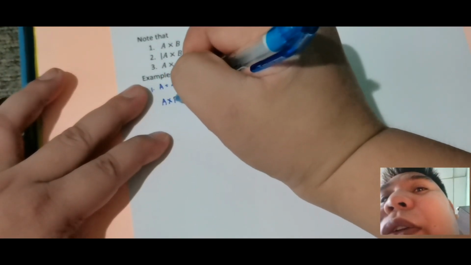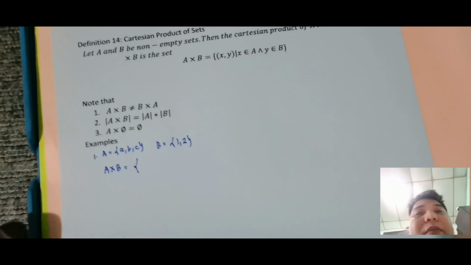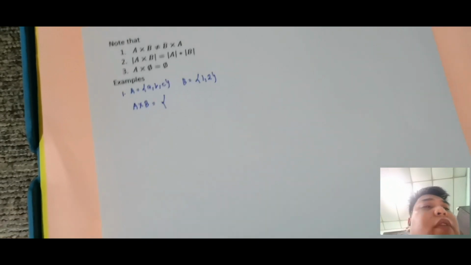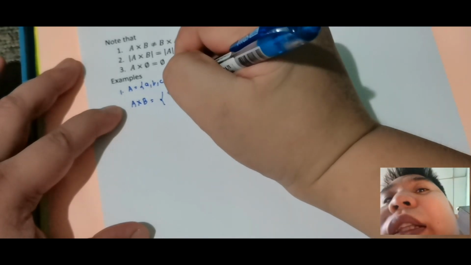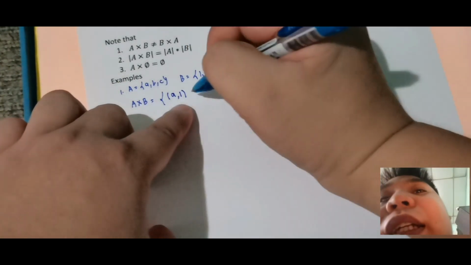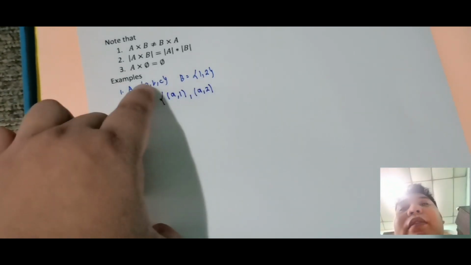What is A cross B? Dito, dapat makinig ka mabuti paano yung mangyayari. Sabi ng definition, that is (x, y) such that x is an element of A and y is an element of B. Paano yun, sir? Punta ka dun sa element ng A. Ang unang element ni A is si a, yung small a. Ang gagawin ko, that is (a, 1). Ayun yung una. Next, lagi ako dito ng comma kasi bagong element. That is (a, 2). Nasundan. That's (a, 1), (a, 2).